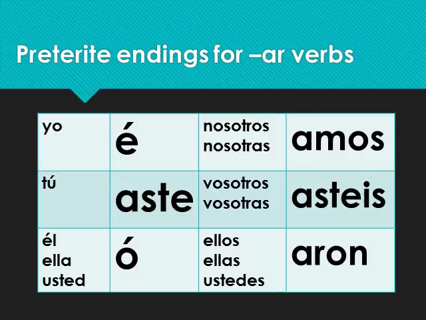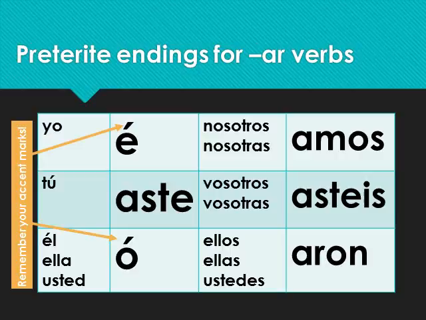For yo, it's "é" with an accent mark over it. The tú form is "aste." The él, ella, usted form is an "ó" with an accent mark over it. Nosotros, nosotras is "amos." Vosotros, vosotras is "asteis." And ellos, ellas, ustedes is "aron." Okay? Now, you need to remember to include your accent marks for the yo form and for the él form. Okay? They're very, very important.